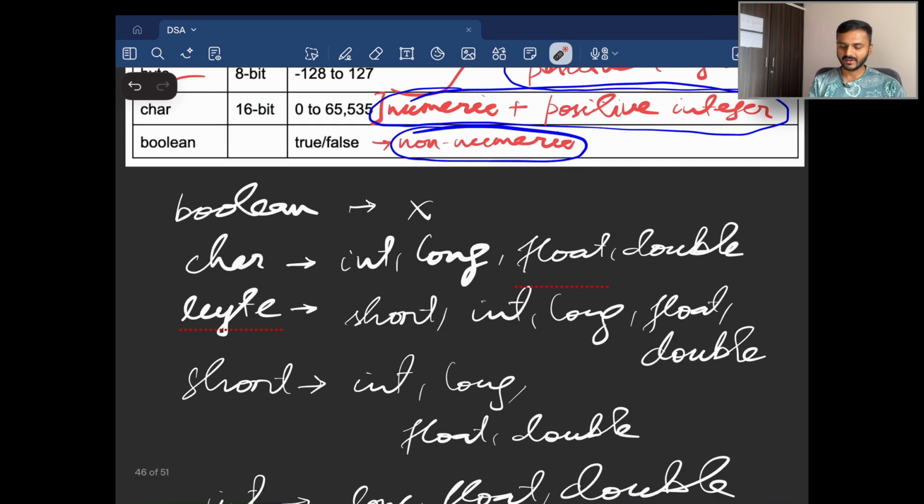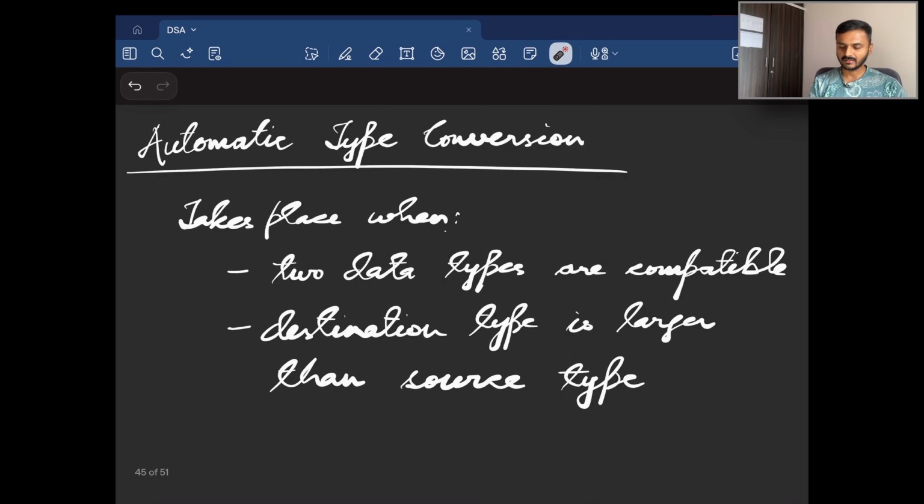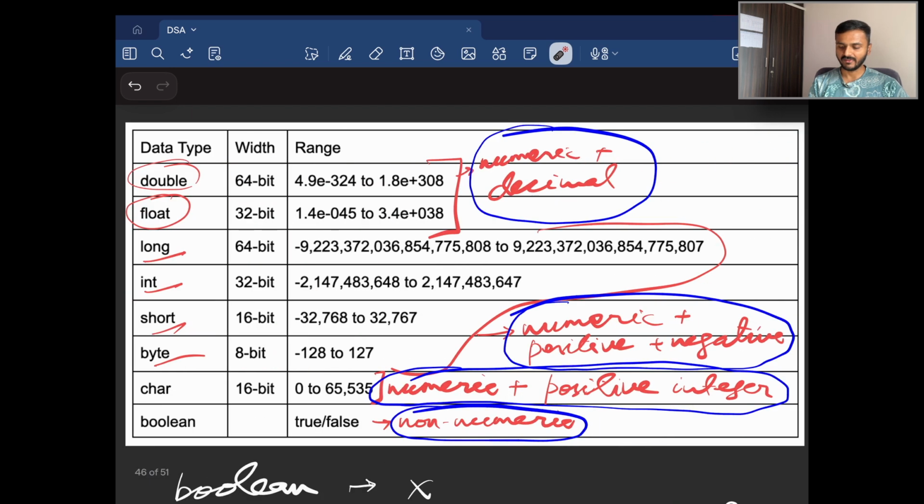And in the discussion that we did over here, it tells us what these 2 points mean. The first point says that the two data types are compatible. So if we take a look at these categories over here, we have got non-numeric, and since it is non-numeric and all of the other categories are numeric, this non-numeric, which is boolean, is not compatible with any one of them. If I take, for example, numeric plus positive integer, since it is numeric and it only holds positive integer, it is not compatible with the remaining two categories that we have.